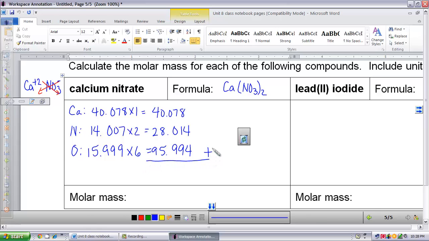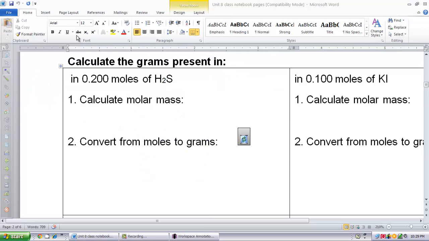When we add them all up, we're looking at decimal places. There's 3, 3, and 3. So when you use your calculator, you get 164.086 grams per mole, which means if you had 1 mole of calcium nitrate, it would have a mass of 164.086 grams.